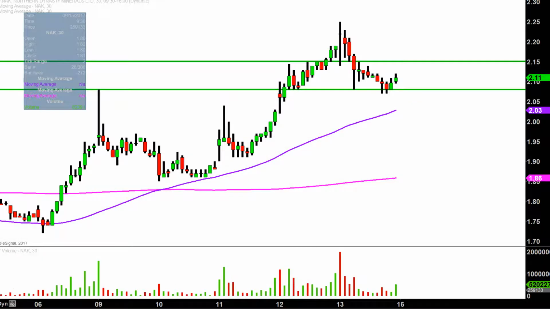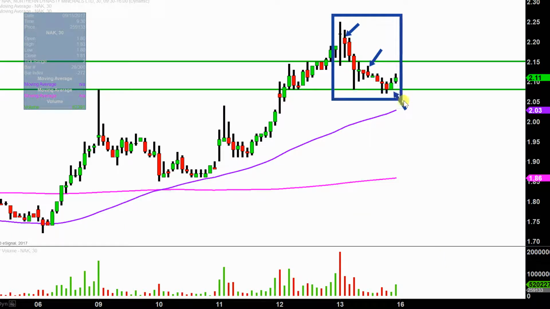Real quick, what do I mean by 30-minute in case maybe you're new to charts? Instead of each one of these candlesticks here representing 1 day's worth of price action, which is what you would normally see, each one represents 30 minutes. So while this here may look like several days worth of time, it's actually just today's price action broken down into 30-minute time slices. I like to use this time frame.